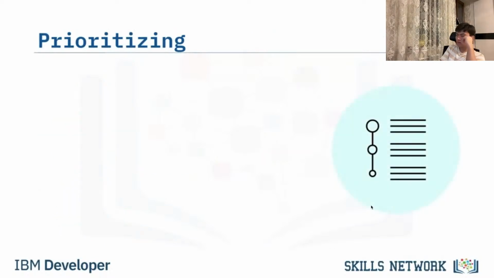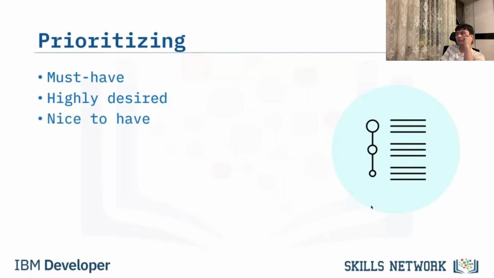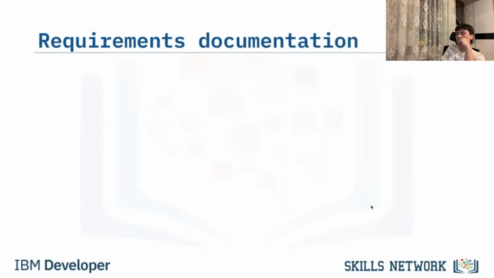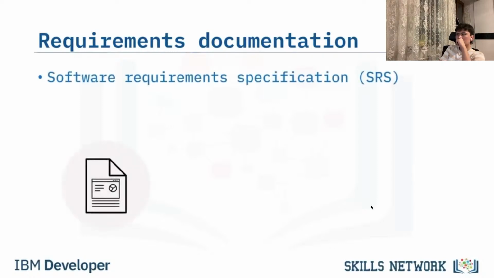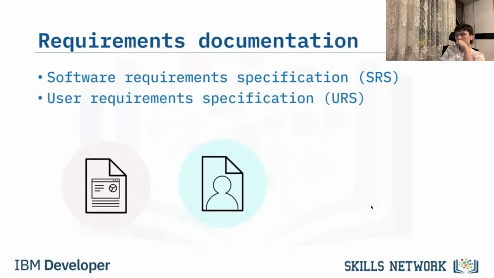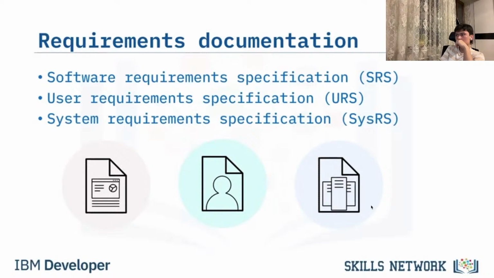After confirmation, requirements should be prioritized. Labels such as must-have, highly desired, and nice-to-have are helpful. If possible, order the requirements within those categories. Typically, there may be 3 documents that result from the requirements gathering process: Software Requirement Specification or SRS, User Requirement Specification or URS, and System Requirement Specification or SysRS. The most common of these is the Software Requirement Specification.